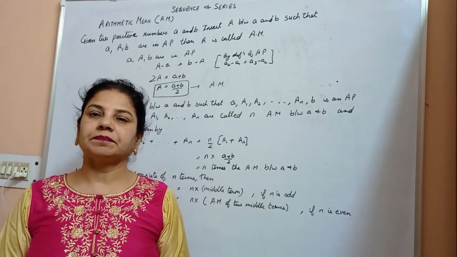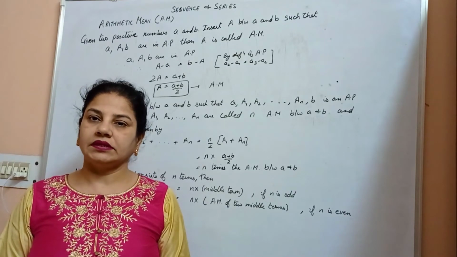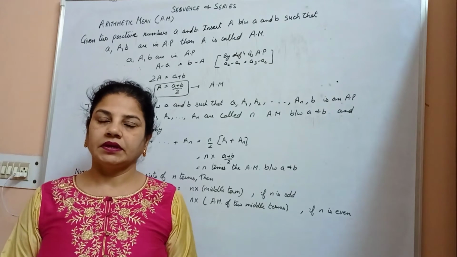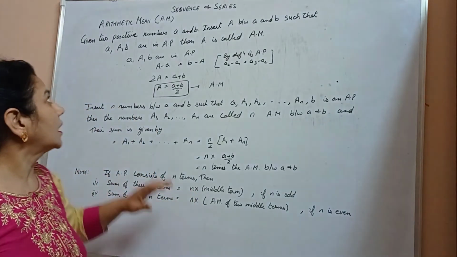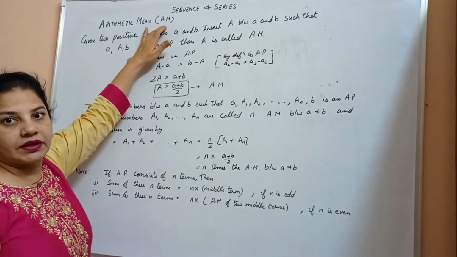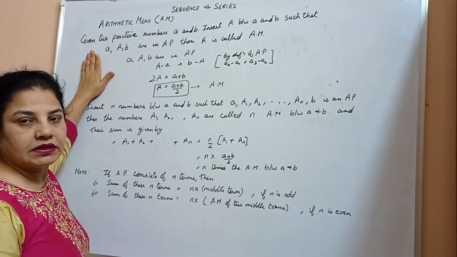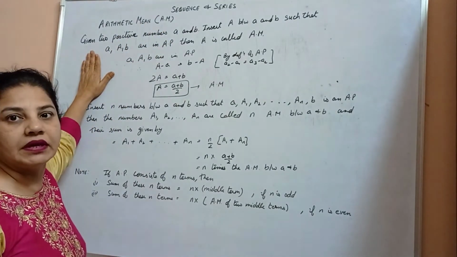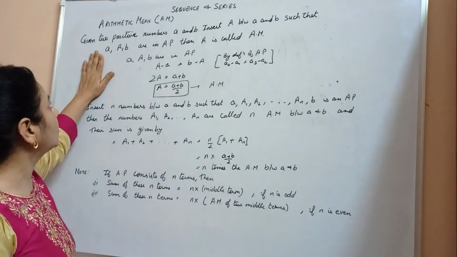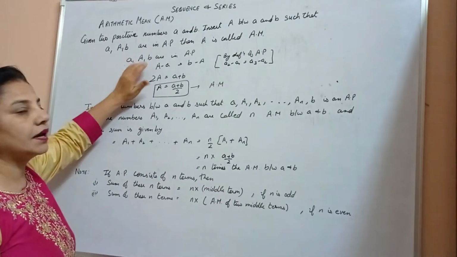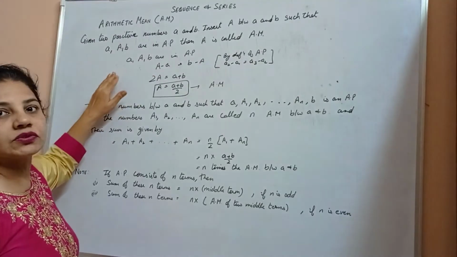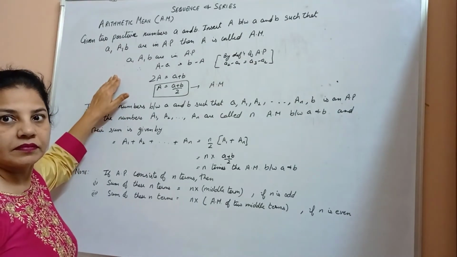Applied Mathematics, Chapter 6, Sequence and Series, Arithmetic Mean. The arithmetic mean abbreviation is given as A.M. Given two positive numbers a and b, insert capital A between a and b such that a, A, b are in AP. Then A is called the arithmetic mean.